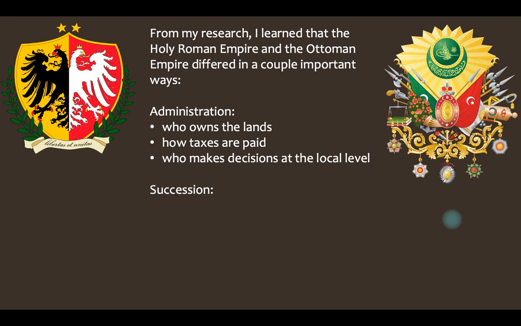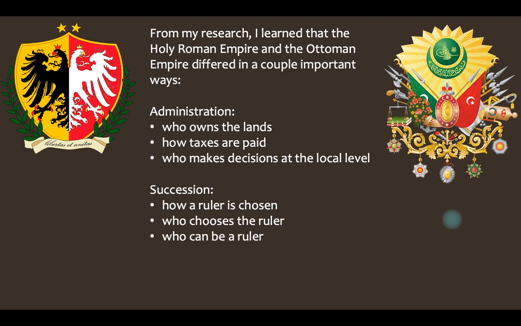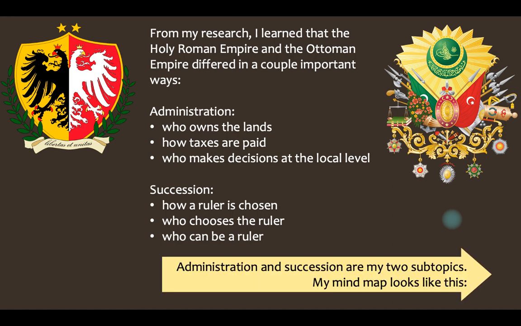Another way they were different is in terms of succession. This means how a ruler is chosen, who gets to choose the ruler, and who is allowed to be a ruler. So in these two ways, these two empires are very different. I decided to use administration and succession as my two subtopics, and my mind map looks like this.